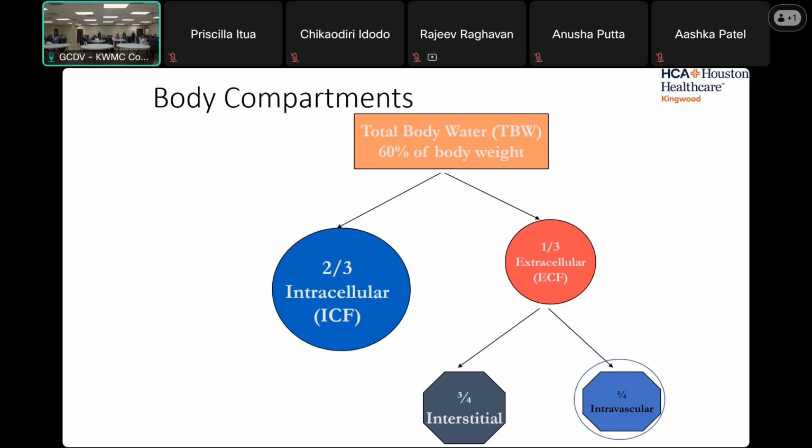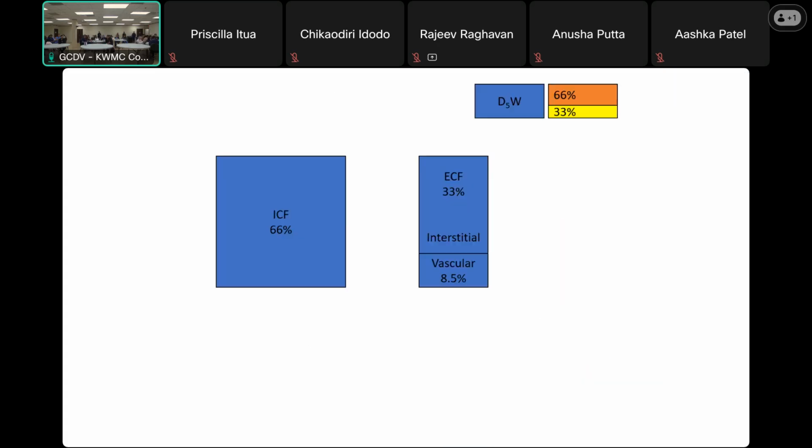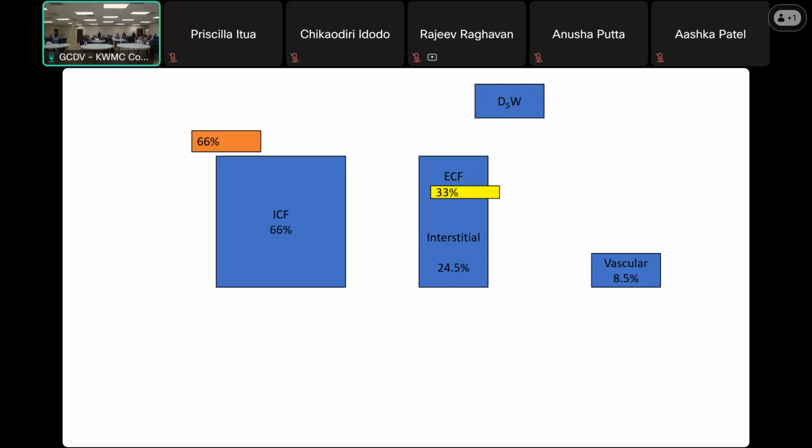So if you have someone who's volume depleted, their blood pressure is low, you want a fluid that's primarily going to stay in that intravascular compartment. When you have someone who's dehydrated and hypernatremic, you want fluid to kind of go everywhere. They're not needing just fluid in that one vascular compartment, they really need fluid in a lot of different compartments. So when you look at the distribution of D5 water, just keeping in mind of that interstitial compartment, only 1/4 is vascular, you can see that it's going to distribute pretty equally to all the compartments.